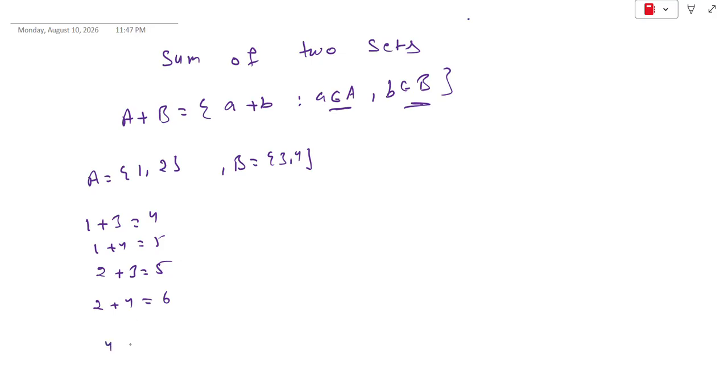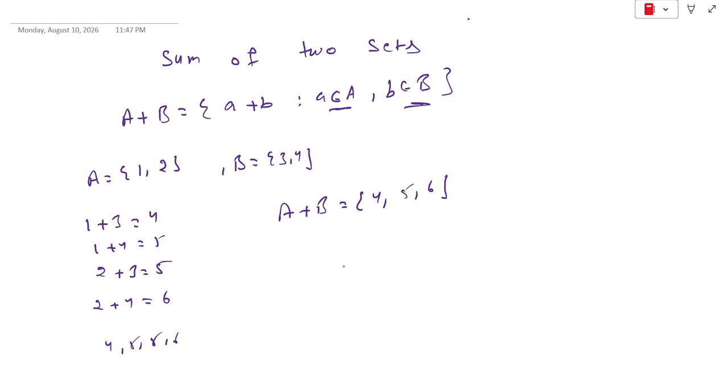So my set is 4, 5, 5, 6. But remember, this is a set, so repeated elements are not allowed. Repeated elements are written only once. So A + B is {4, 5, 6}. This is my answer.